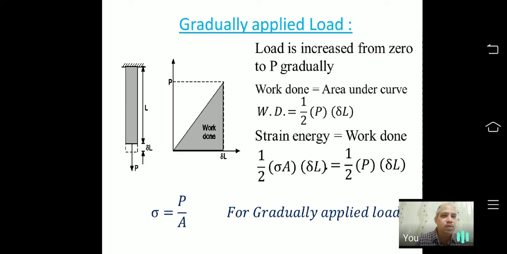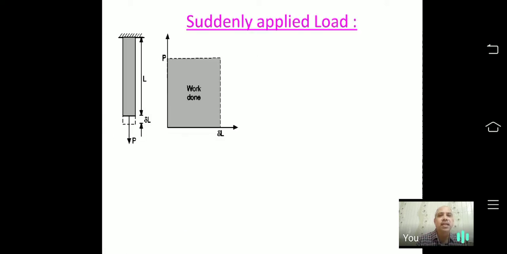So this is the first formula, sigma equal to P by A, and this is for gradually applied load. Now we will switch over to the next, which is suddenly applied load. Now what will happen in suddenly applied load? Your force versus deformation diagram plays a very important role.